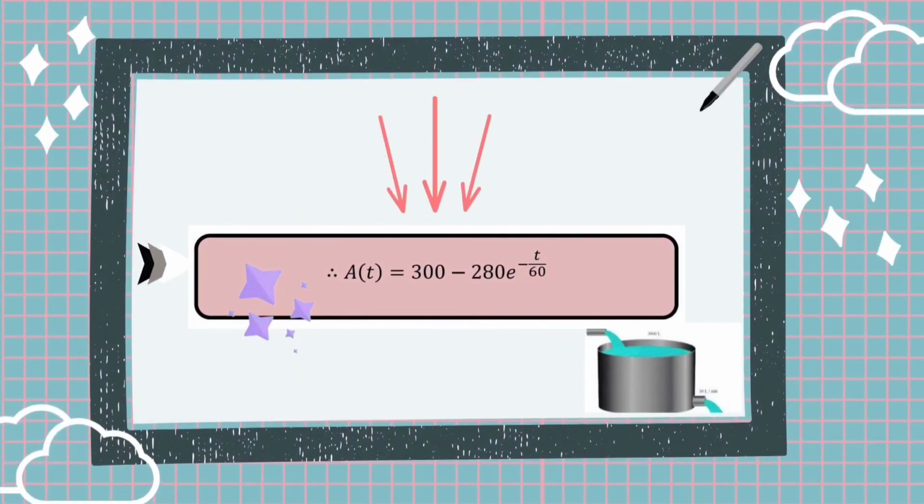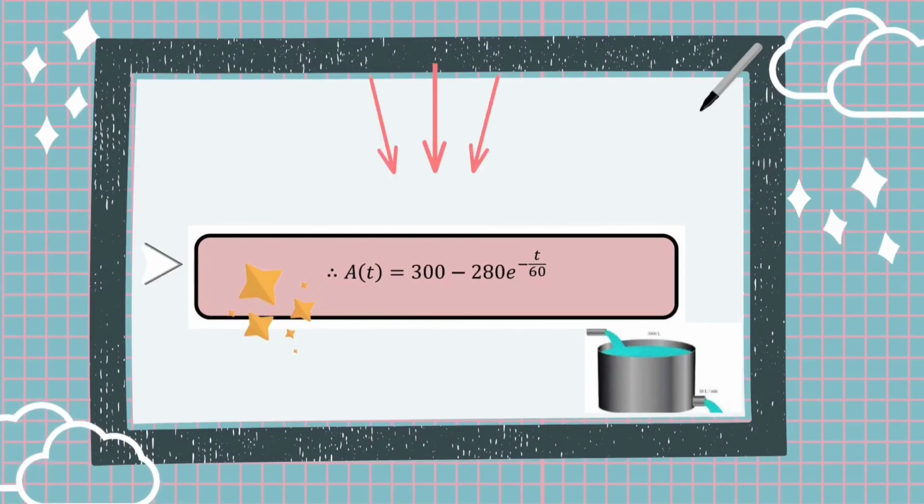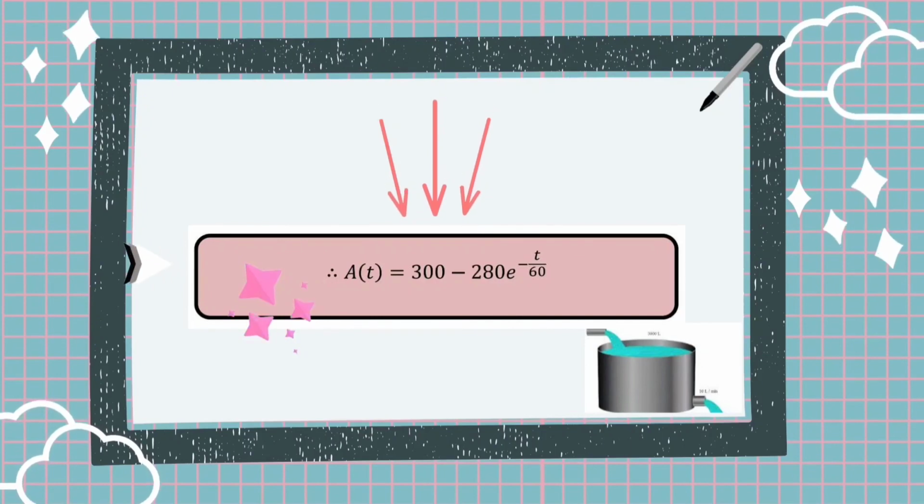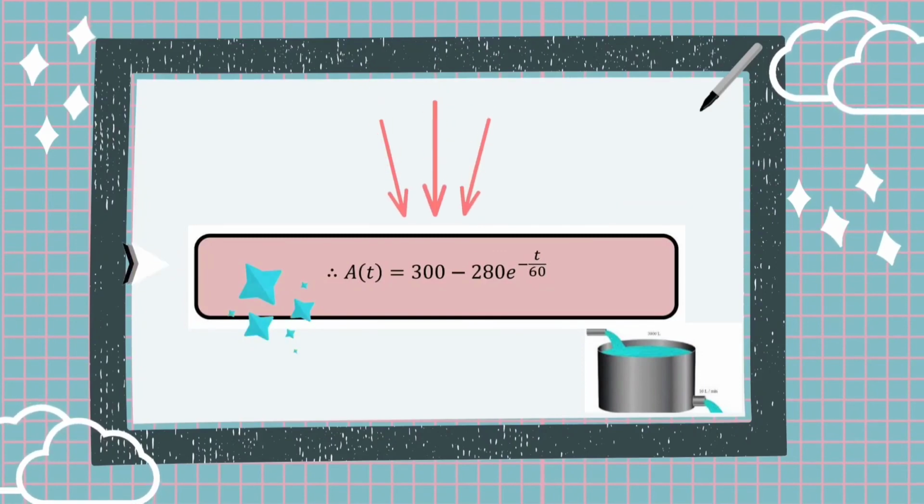Now we can find the amount of salt at time t by using this equation, which is 300 minus 280 times e to the power of negative t over 60.